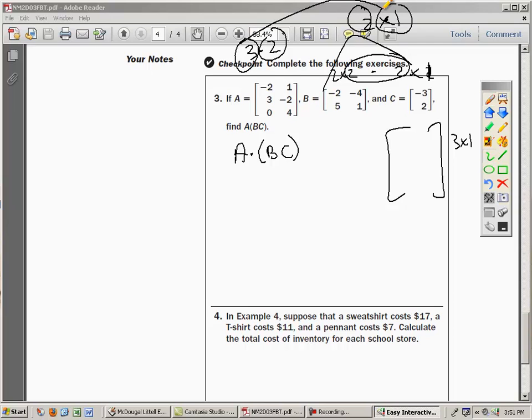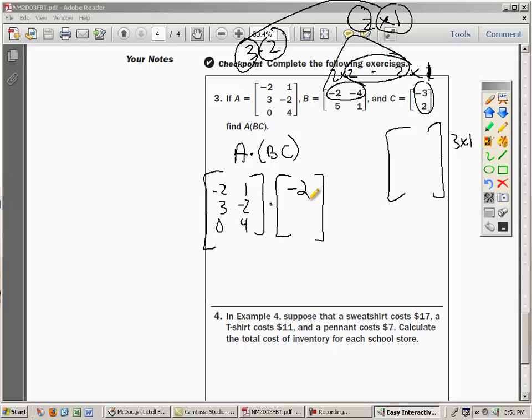So first we have to do -2, 3, 0, 1, -2, and 4. And we're going to multiply that by the product of B times C. Now, B times C becomes this row times this column. So -2 times -3 is 6. -4 times +2 is -8. +6 minus 8 becomes -2. When I do row 2, this is 5 times -3, which is -15, and then 1 times 2 is 2, so this is -13.